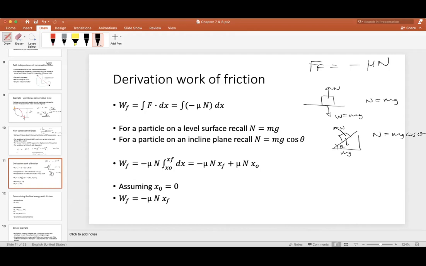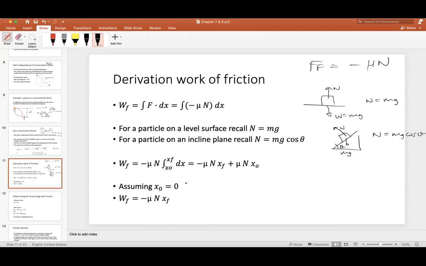I just want to make sure you remember that when we're figuring out the friction, if it's on an inclined plane, you have to use the normal force of the plane, not the normal force it would have for a flat object. So we know this force is negative mu n. The force dotted with dx is negative mu n dx. This is super easy because these two things are constants, and so when you do this, you get negative mu n times the integral of dx from x initial to x final, and that gives us this.